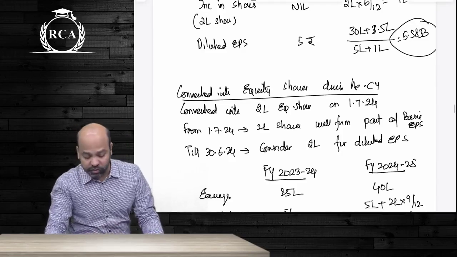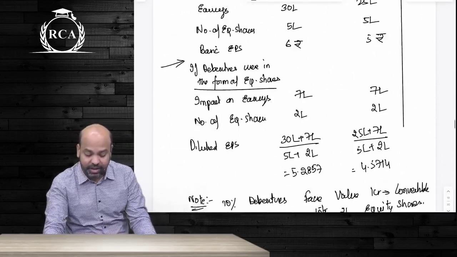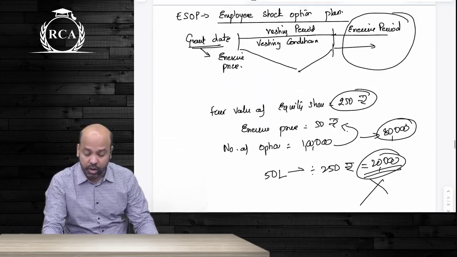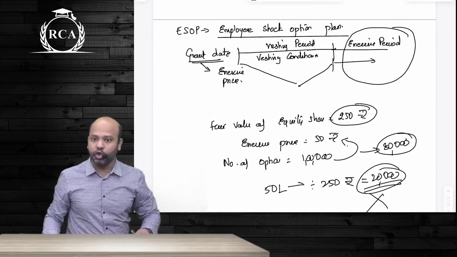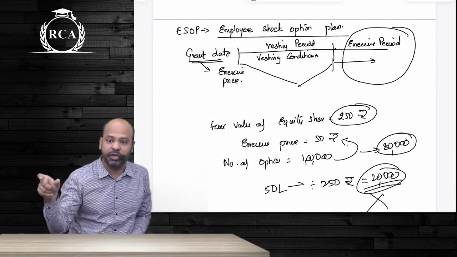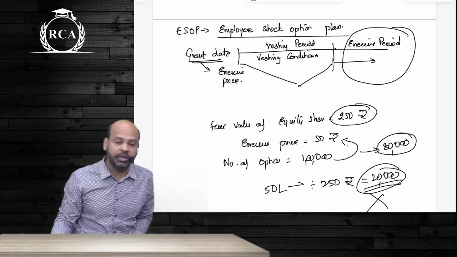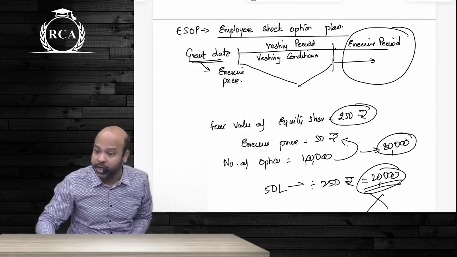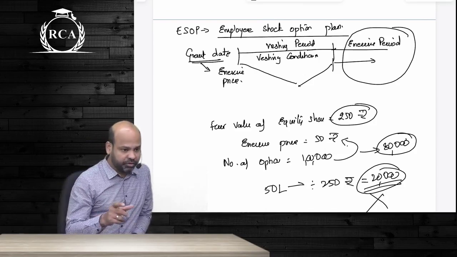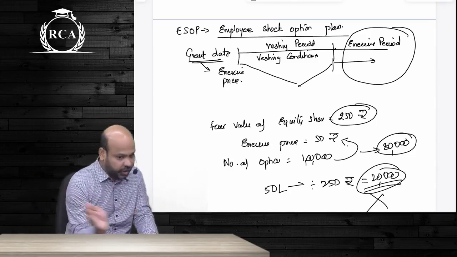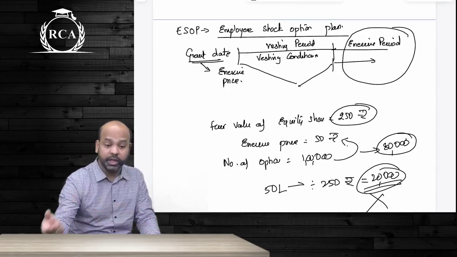In ESOPs, because the shares are issued to employees at a price lesser than the prevailing market price, you are not receiving fair consideration for all the shares. So what you will do is first compute the amount of consideration receivable on account of ESOPs, and then divide that consideration receivable by the fair value of the equity share. Once you divide it by the fair value, you are going to get the number of shares that would be issued if the shares were issued at fair price.